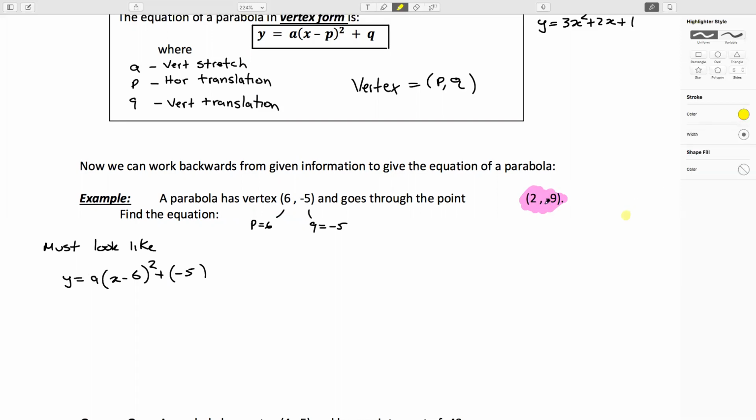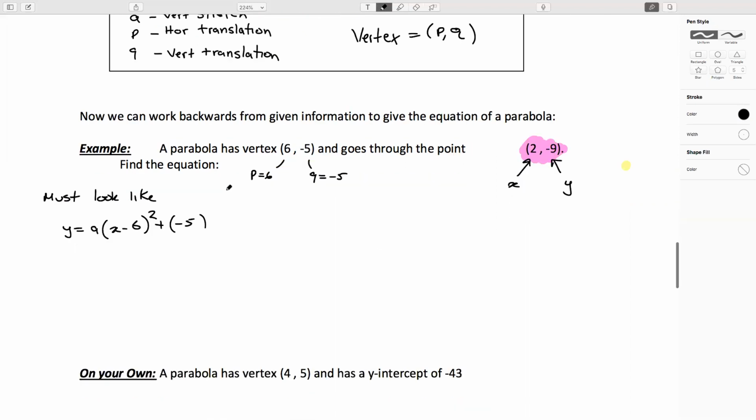We're going to use this point and this equation to solve for something we don't know. What we do know is it passes through this point. This is an x value, and this is a y value. I can take these x values and y values, put them in this equation, and I can solve for a. And that's exactly what I'm going to do. So step 2 is going to be solve for a.